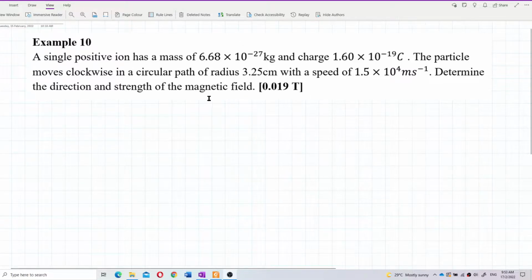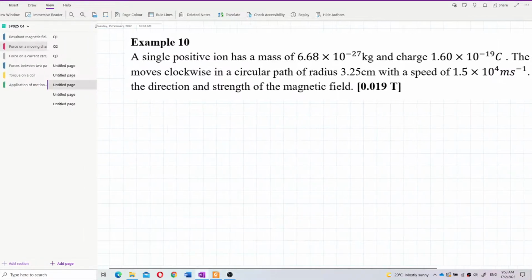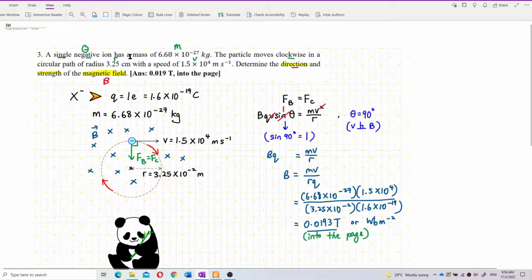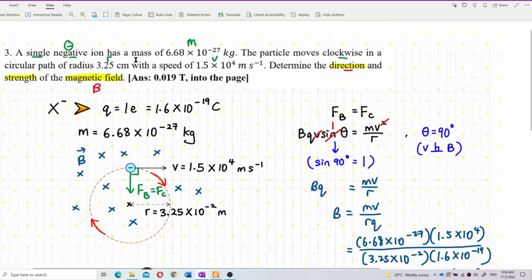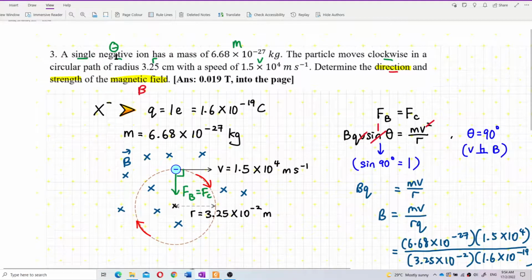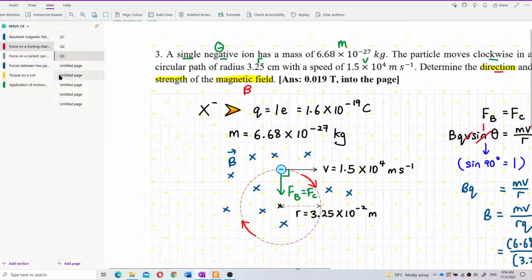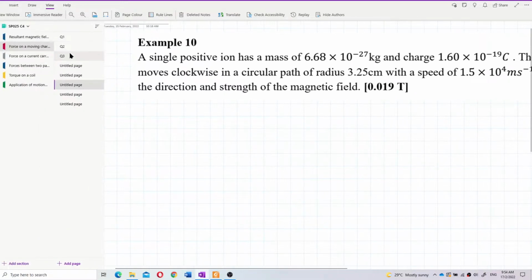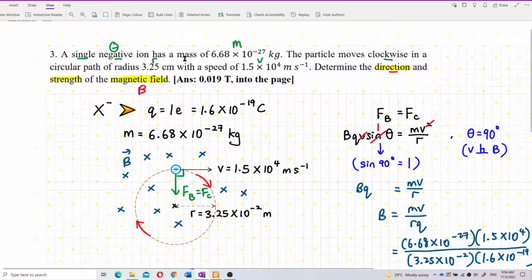Okay, I think these questions we've discussed before. Similar questions. If we refer to the previous video, this one is almost the same question, just changed a little bit. Last time it was a negative ion. This time it is a positive ion. All the values are the same.